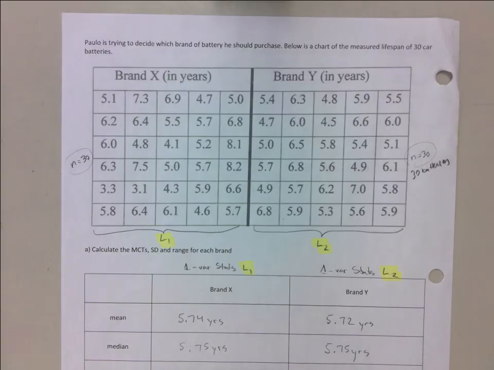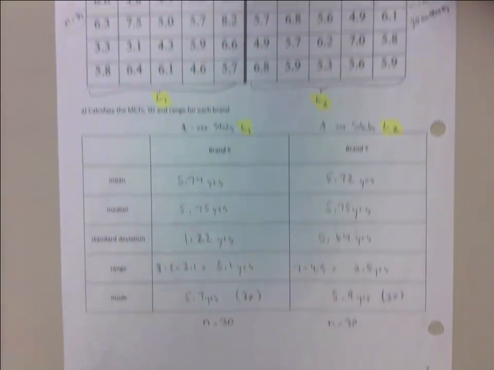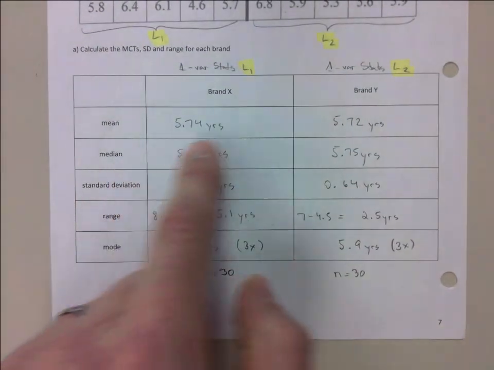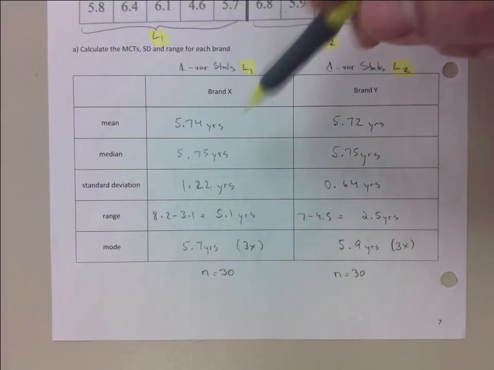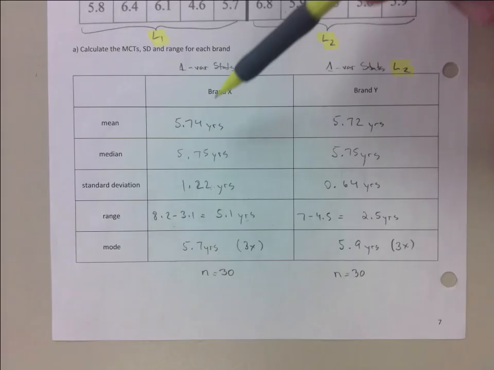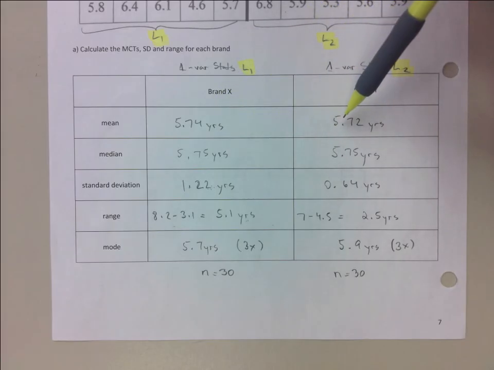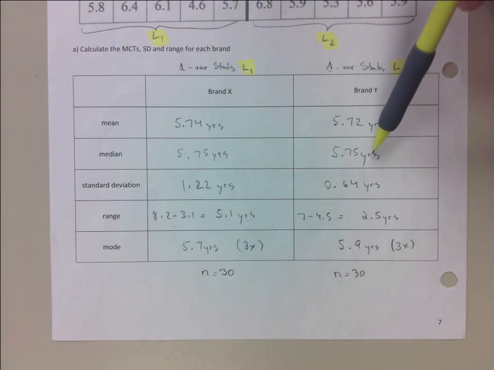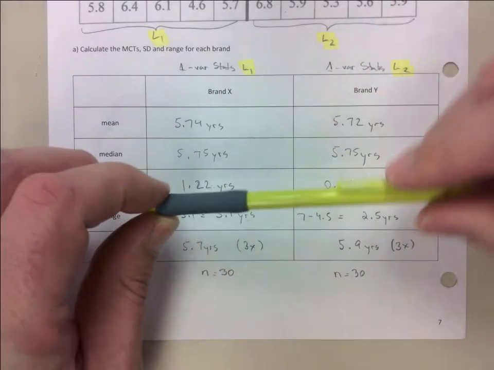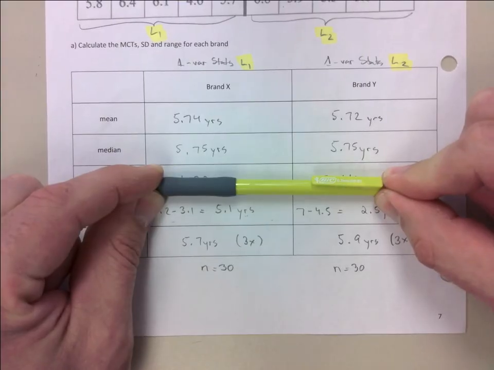So there were 30 values for each brand, and we found the mean for both. We found the median for both. It ended up being the same. The mean is also very close, right? The average lifespan for both batteries is about the same. Median is exactly the same. So on the surface, they're like, oh, they're about the same. It doesn't matter which brand I buy.